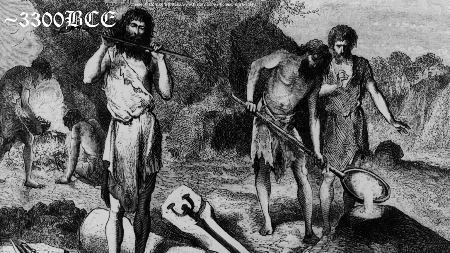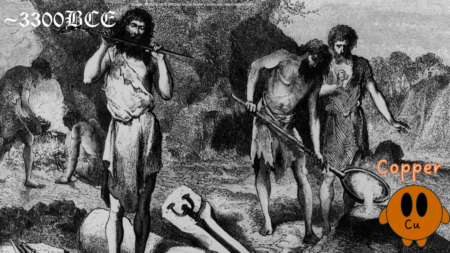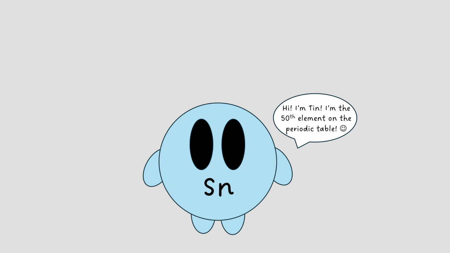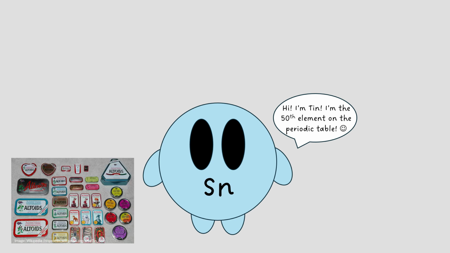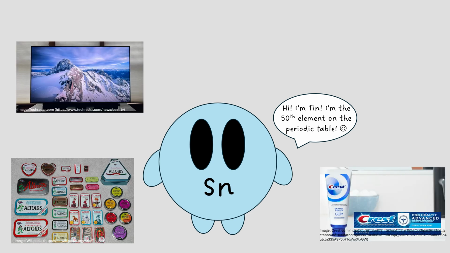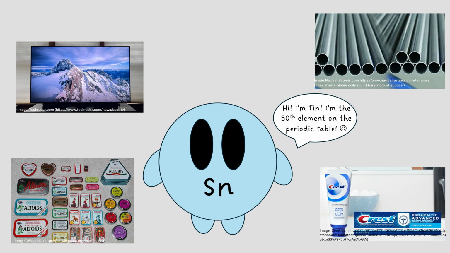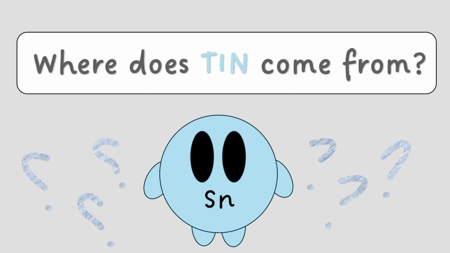100 BCE, it was discovered that combining copper with a newly discovered element called tin improved the quality of weapons and tools, kickstarting the Bronze Age. The discovery of tin helped catalyze thousands of years worth of new innovations, including an item that you may be using to watch this video, your smartphone. But where does tin come from?